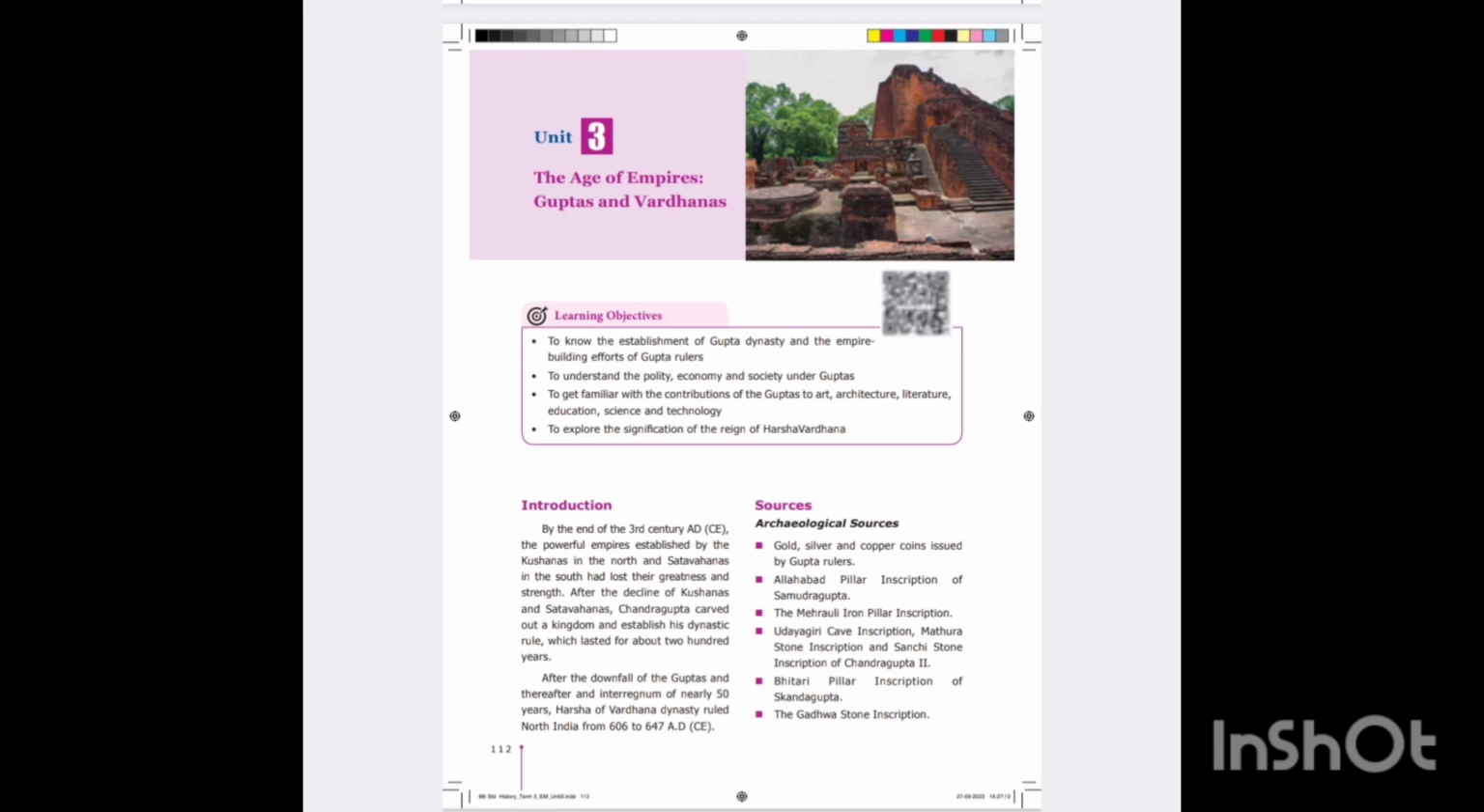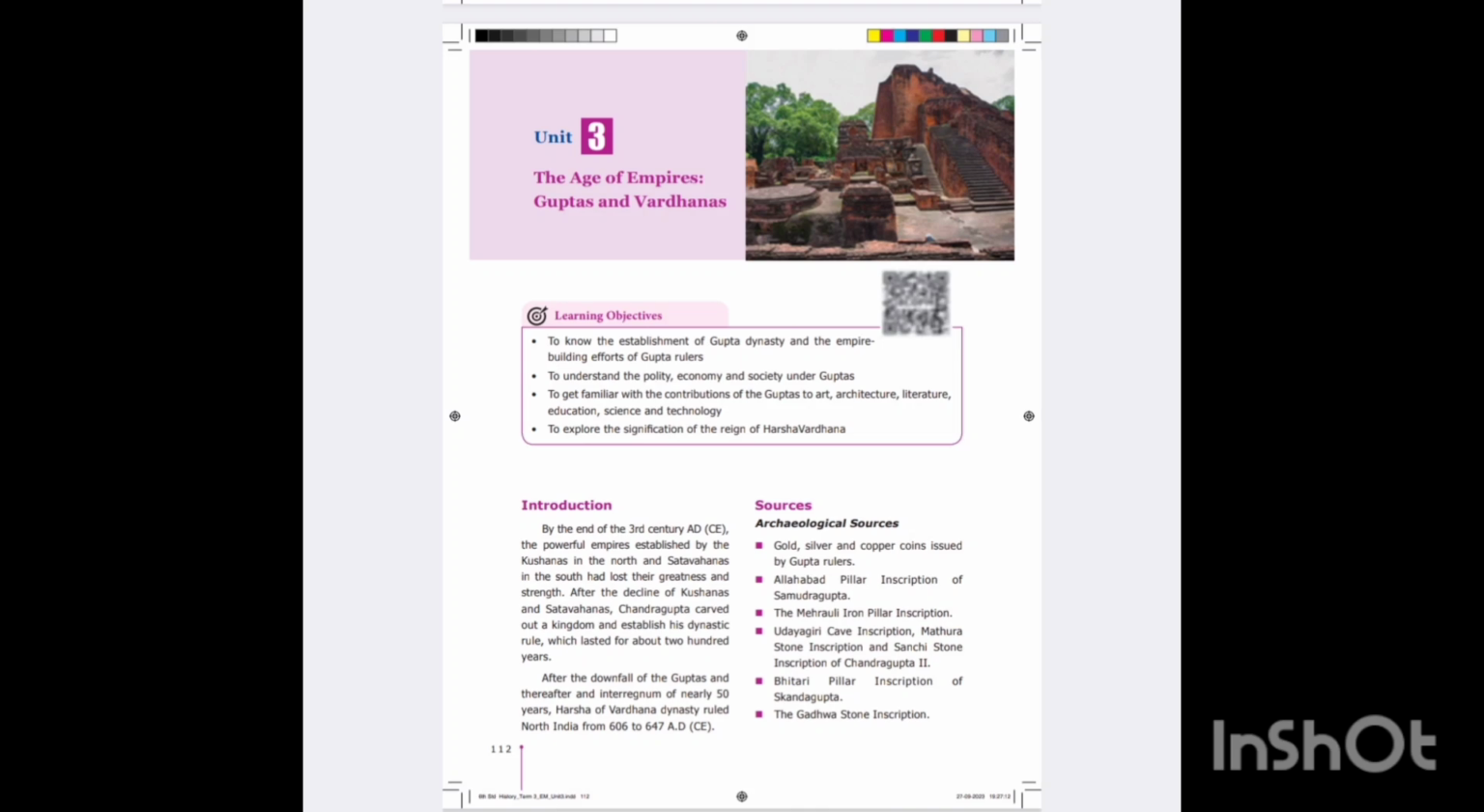Art and architecture. The Guptas were the first to construct temples, which evolved from the earlier tradition of rock-cut shrines. Adorned with towers and elaborate carvings, these temples were dedicated to all Hindu deities. The most notable rock-cut caves are found at Ajanta and Ellora in Maharashtra, Bagh in Madhya Pradesh, and Udayagiri in Odisha. The structural temples built during this period resemble the characteristic features of the Dravidian style.